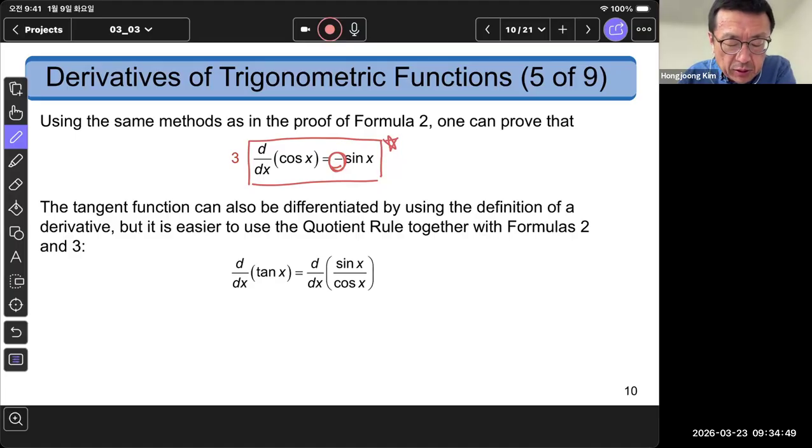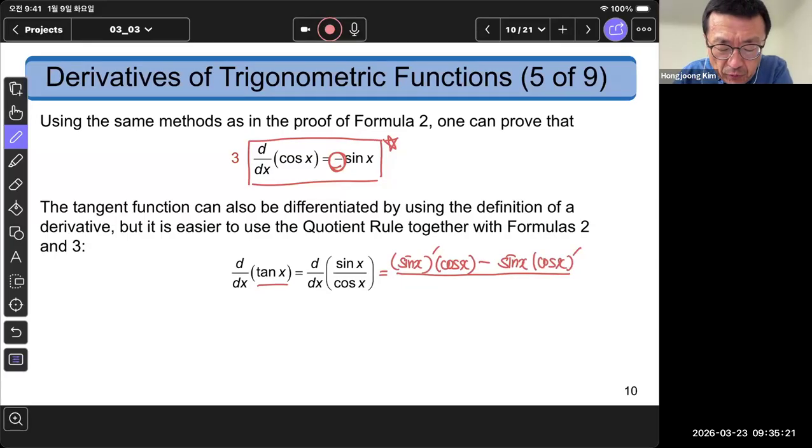In the case of the tangent, it is defined by the quotient of sine over cosine. So I can use the quotient rule. What is the quotient rule? You first differentiate the numerator, multiplied by the denominator, minus the numerator without differentiation multiplied by the derivative of the denominator. And then you divide the whole thing by the square of the denominator.